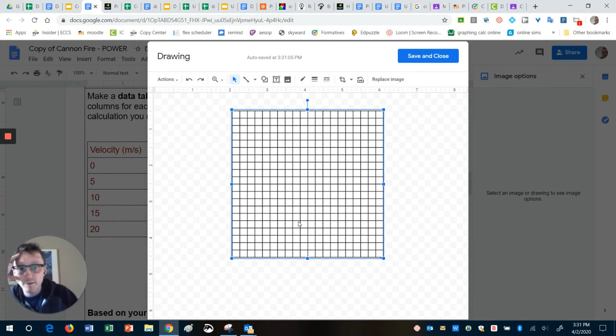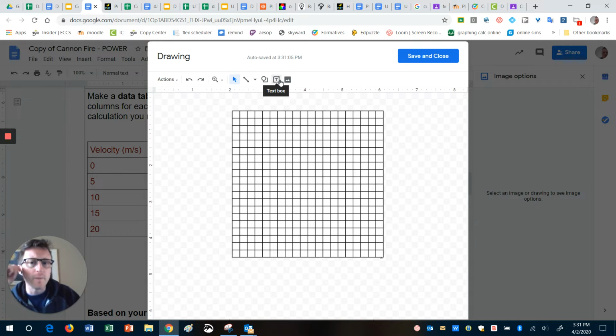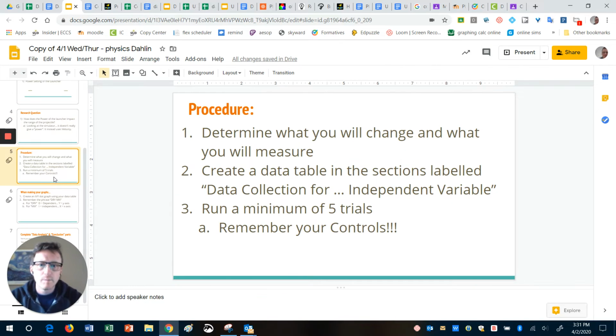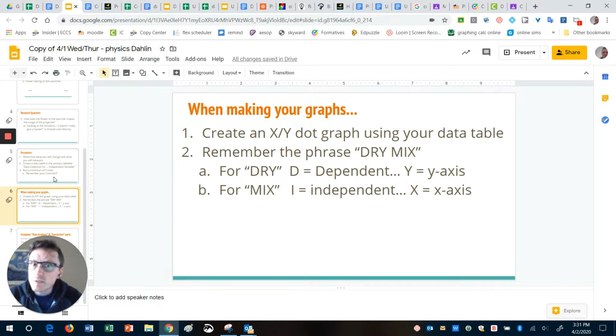Now, the nice thing about this graph is it has 20 squares on it, which is partly why I picked a velocity from 0 to 20. If you didn't do that, that's fine. I'm going to show you how we do that for the range. Now, important, going back to our PowerPoint here: where those go on the graph is important.